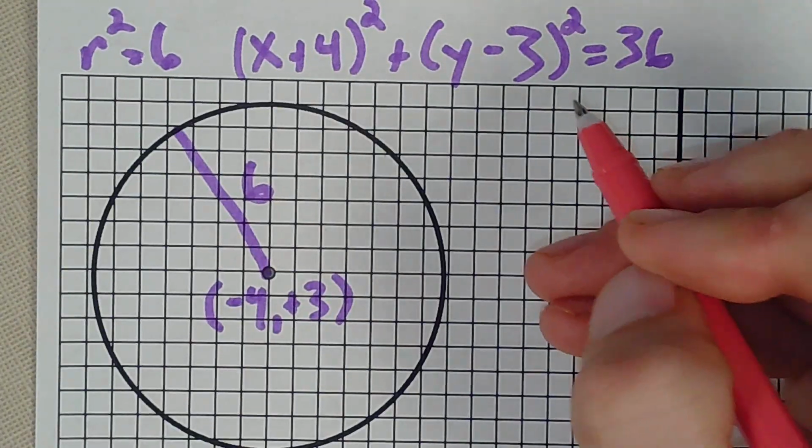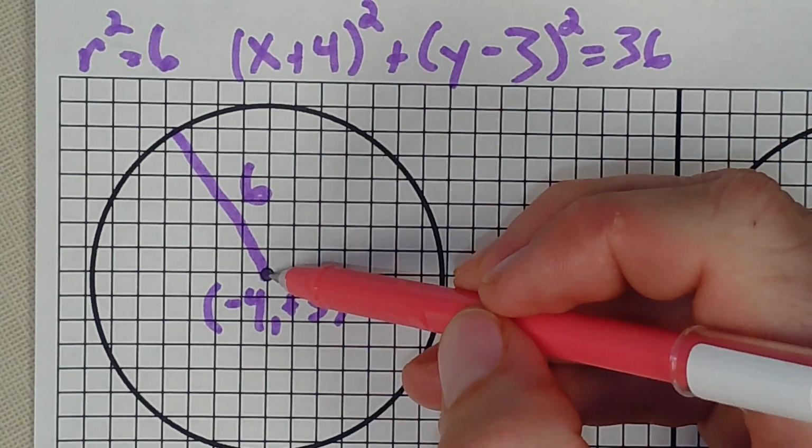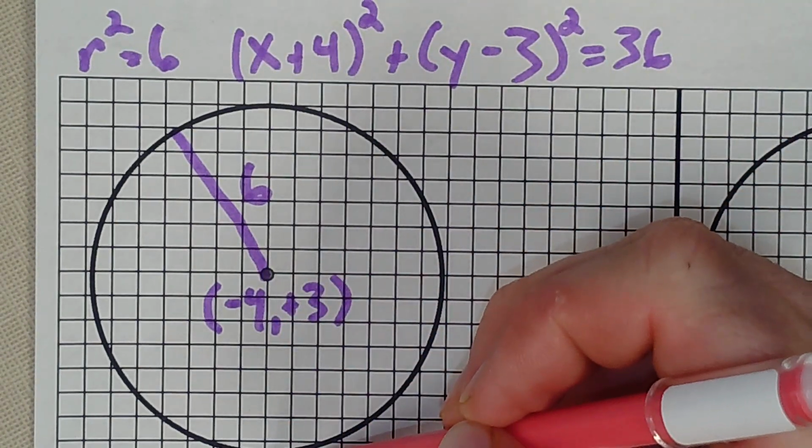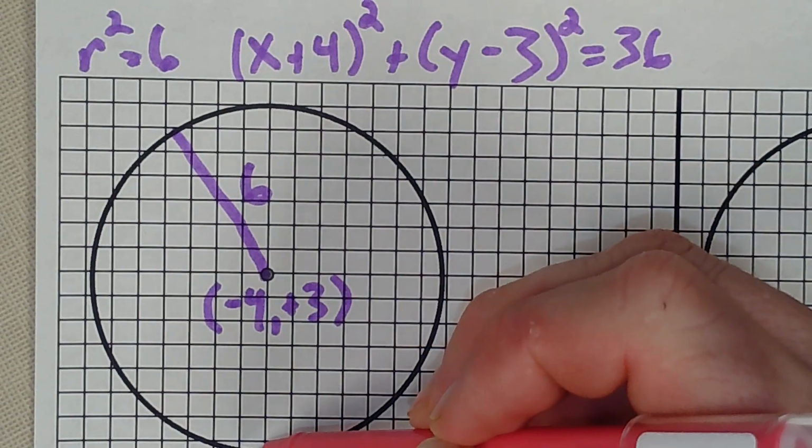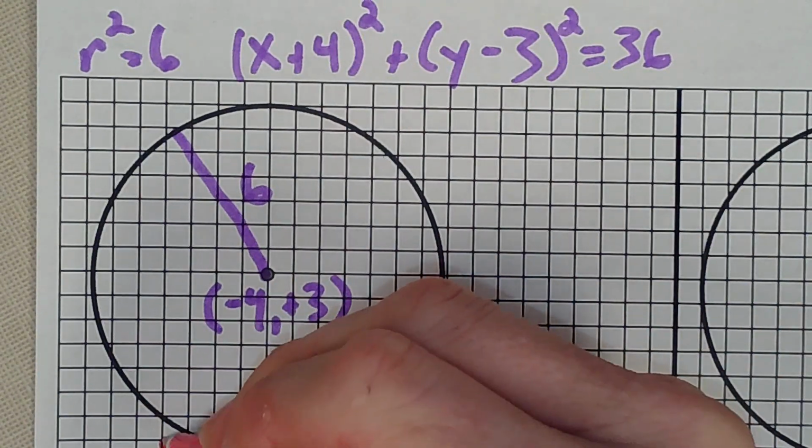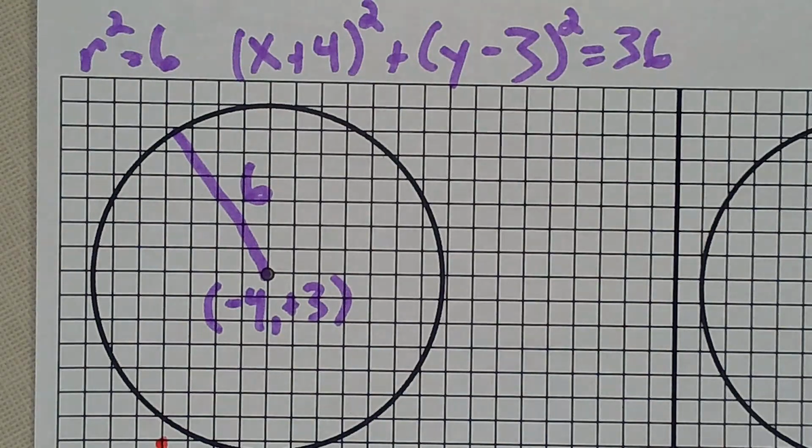If we look at it on the graph, this is -4, -8, and then this is +3, so -2 would be somewhere over there, okay?